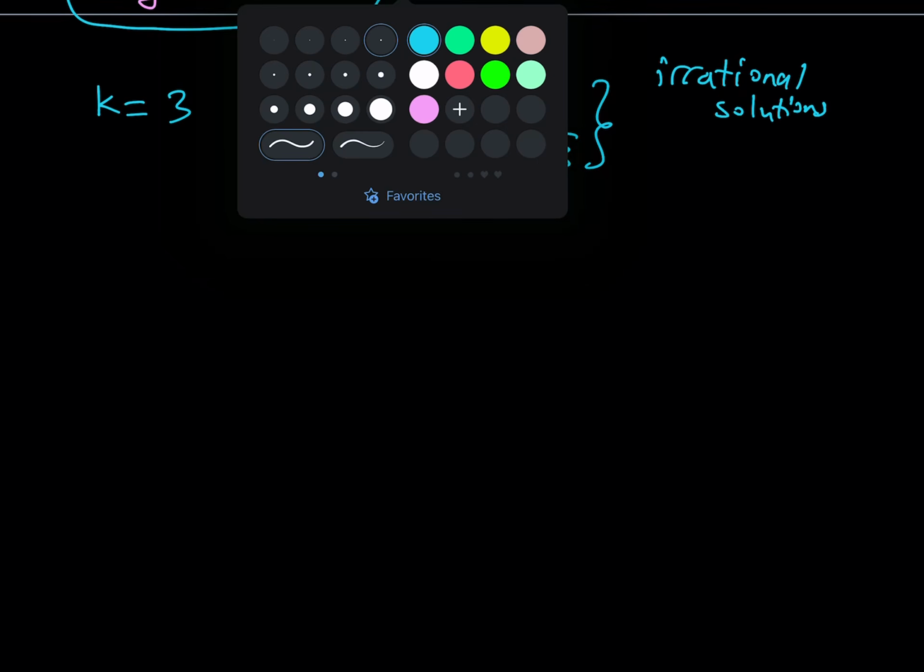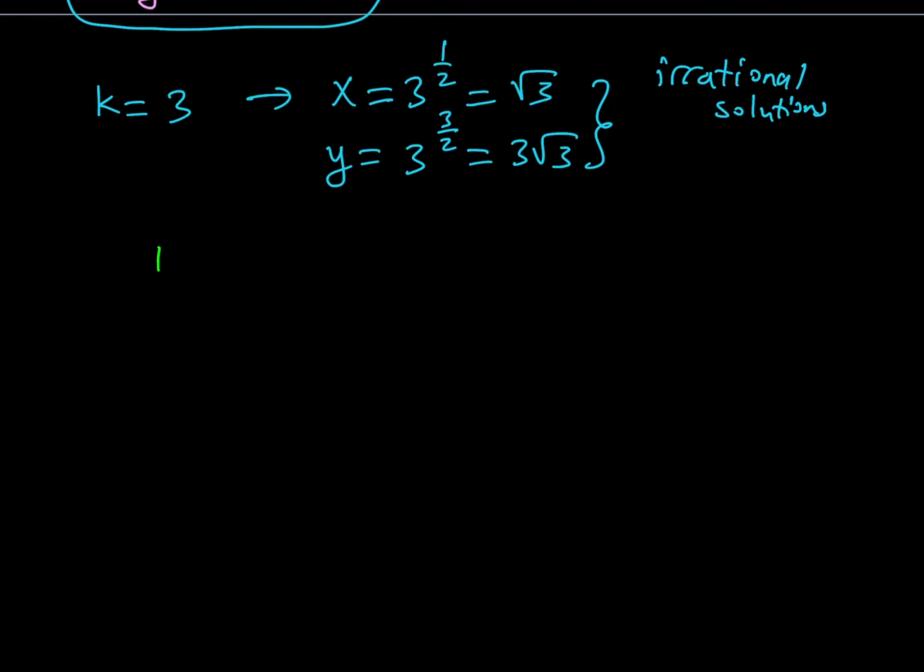What is that supposed to mean? Well, since k minus 1 appears in the denominator, I want this to be a fraction like m over n, where this is in the simplest form, so that it can't be simplified.